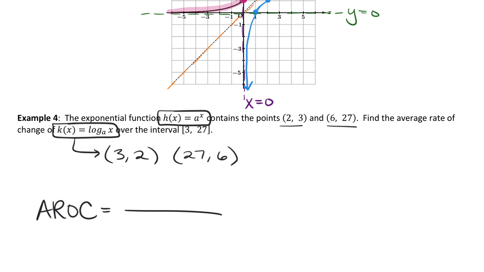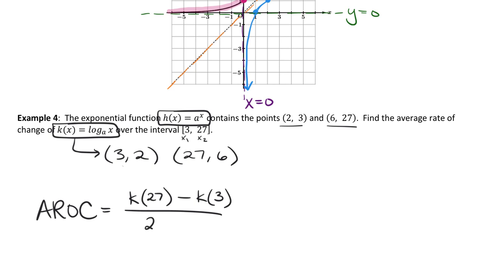But let's use the letters from this problem. Instead of f, what's the name of the function we're using? K. What's the second input value I care about? The y. The 6. Thank you so much for pausing. These are the x values I care about. The interval tells me the x values I care about. So what's this x2 right now? 27. And I'm going to subtract, instead of f, k of what number? 3, the first number in the interval.